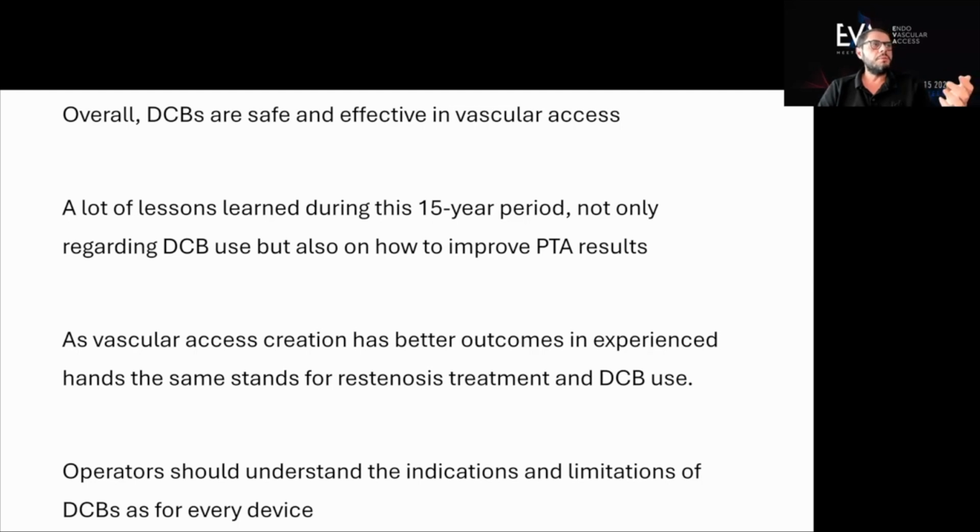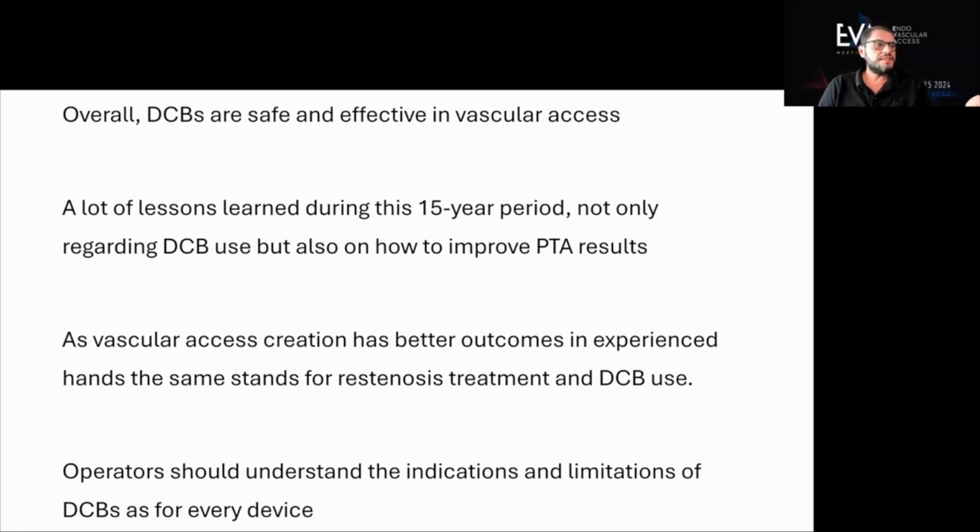So overall, drug-coated balloons are safe and effective in vascular access. A lot of lessons have been learned during this 15-year period, not only regarding drug-coated balloons, but also on how to improve PTA results. One of the major advancements with drug-coated balloons is that we focused on how to perform proper balloon angioplasty.